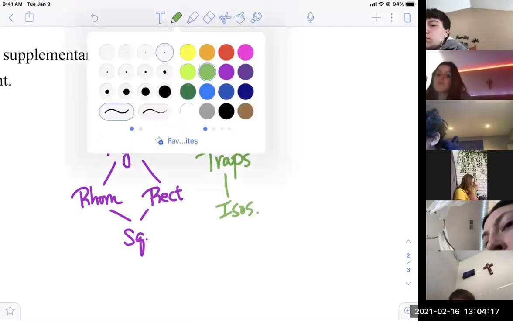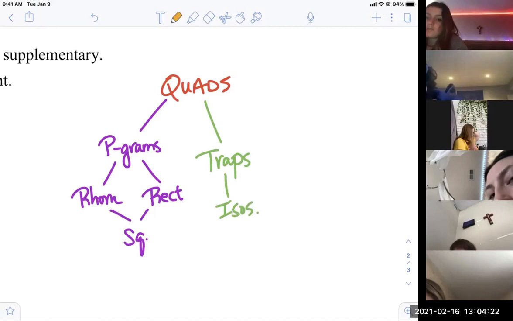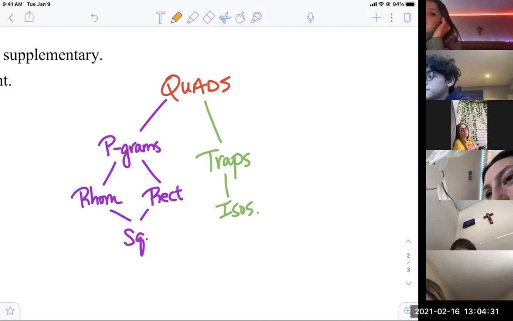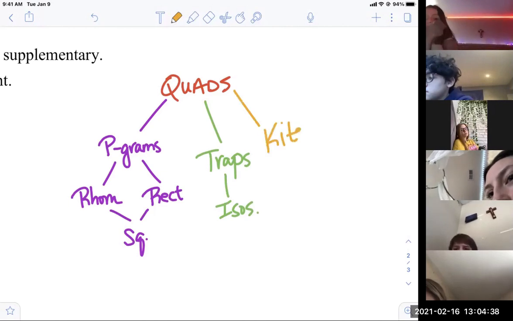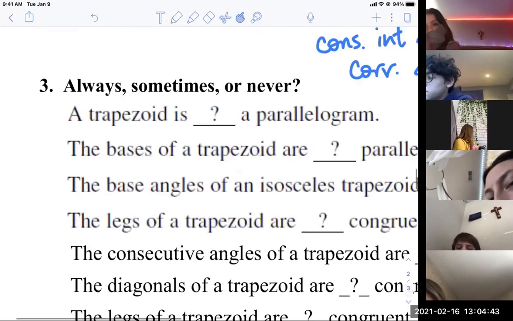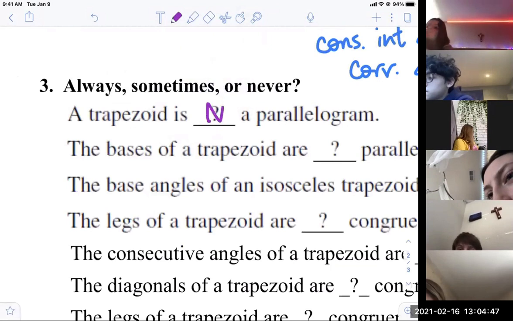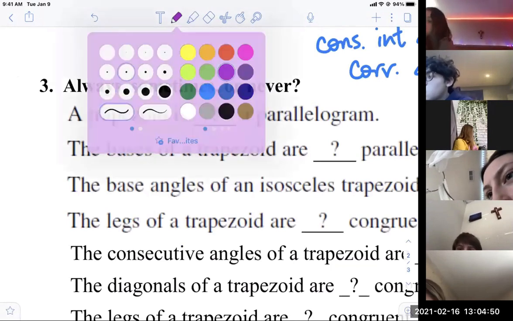Where do kites go in the family tree? Grace, where are kites in this quadrilateral family tree? Aren't they by themselves? They're by themselves, yes. Kites don't have any parallel sides. So you've got two pairs parallel, one pair parallel, no parallels. Okay, so a trapezoid is never a parallelogram because they're completely different quadrilaterals. They're in different branches of the family tree.